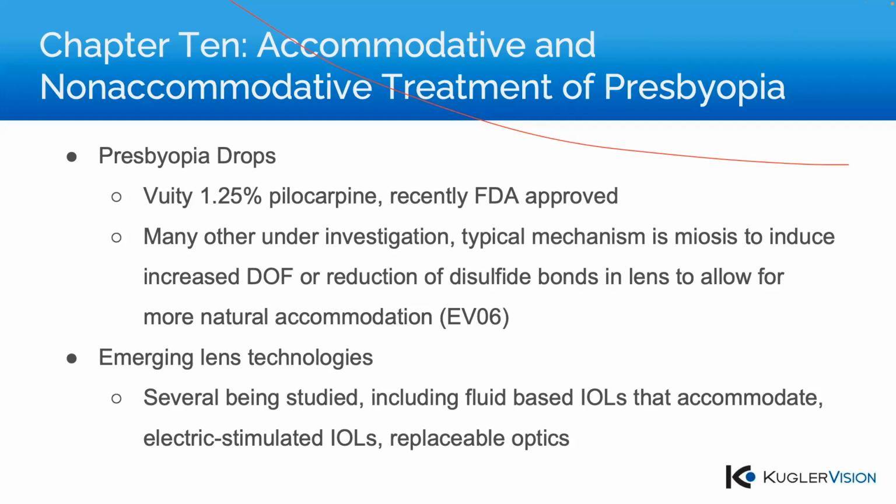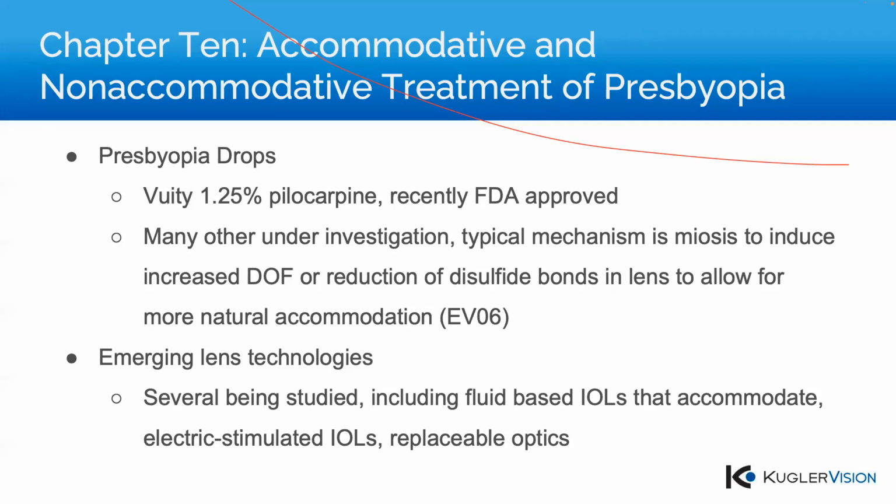Lastly here, there are presbyopia drops. There's one called Vuity that was just approved by the FDA in the United States. It's a 1.25% pilocarpine. So obviously not a super novel medication because we've been using pilocarpine in ophthalmology for over 100 years, but through pupil constriction it can create an extended depth of focus and help with near vision. The main mechanisms of those are to either induce miosis, or there are actually some drops under investigation that will reduce disulfide bonds in the lens to allow the natural lens to accommodate more.